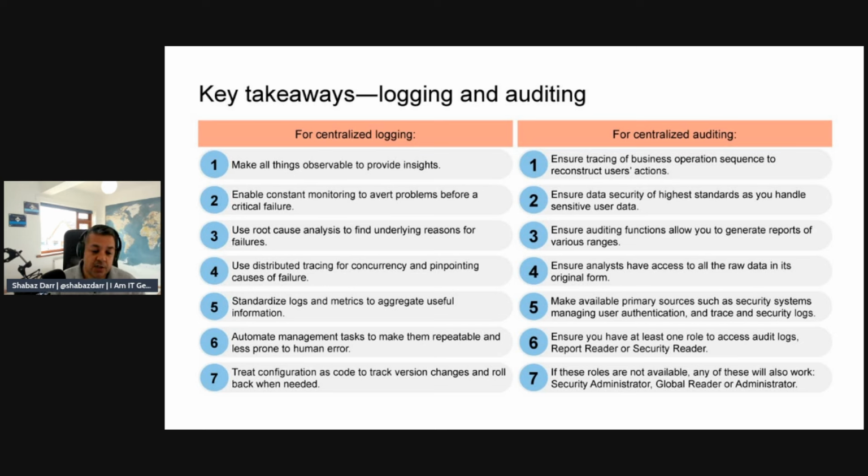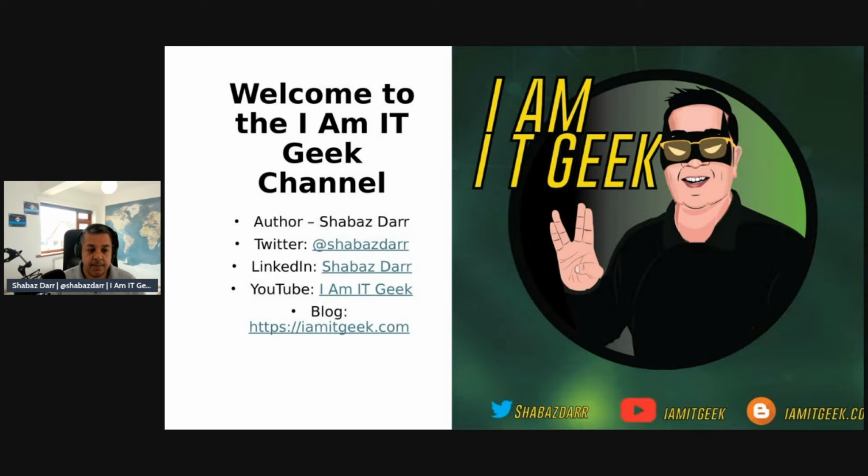Point 6, we see automate those management tasks. This is going to include provisioning, deployment, and monitoring. Treat configuration as code. Check configuration files into version control systems and make sure you can track versions of changes to easily roll back. So there are a lot of things we can do around logging and auditing to make it more robust and be more proactive around logging and auditing.